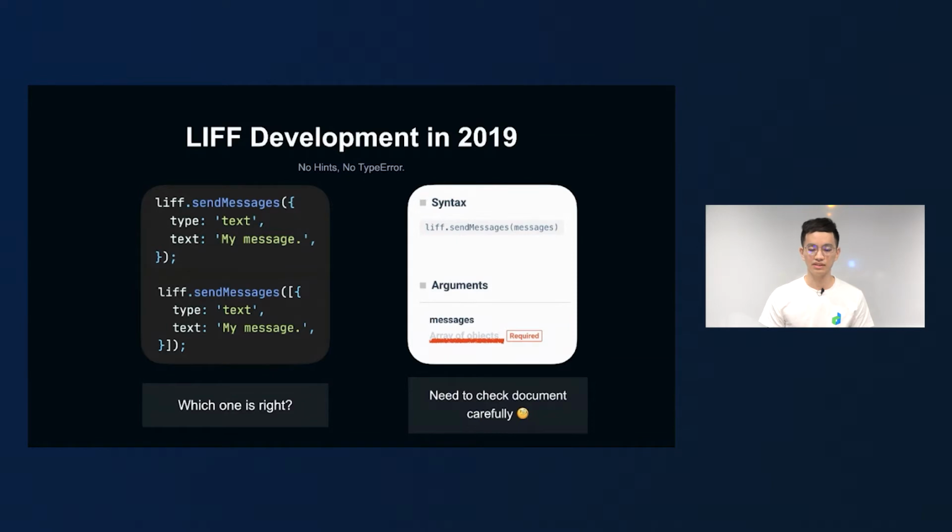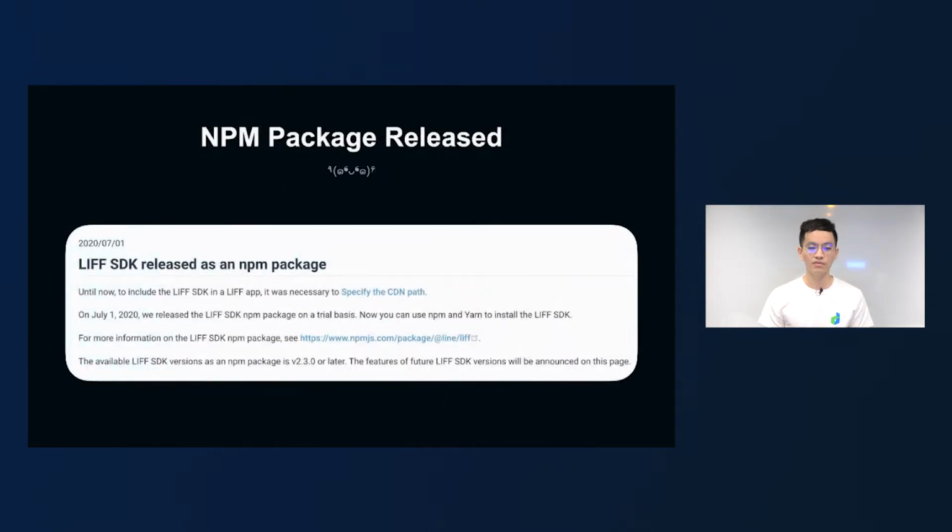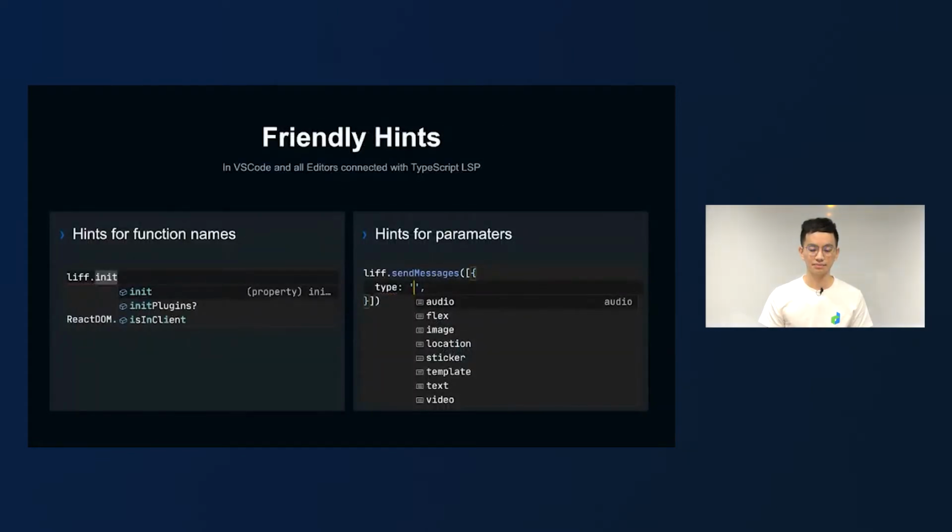So to deal with this kind of problem, we finally released our NPM package this year. What this package provides is more friendly hints. For example, if you use LIFF inside your editor like VS Code, and you type LIFF.init, you'll see a list of functions you can use inside LIFF. Also, you get hints for parameters, like if you use LIFF.sendMessages, you can see what kind of types you can use in a message.